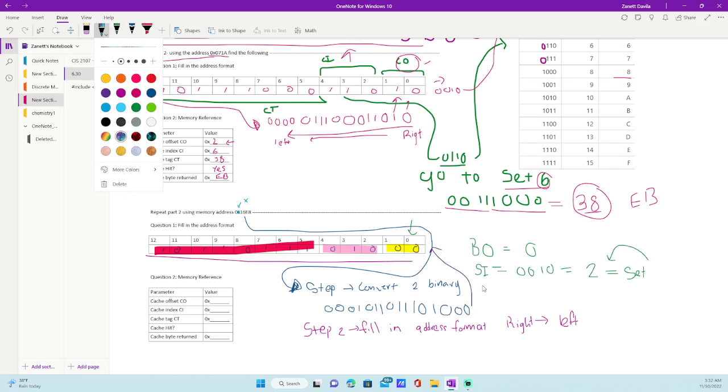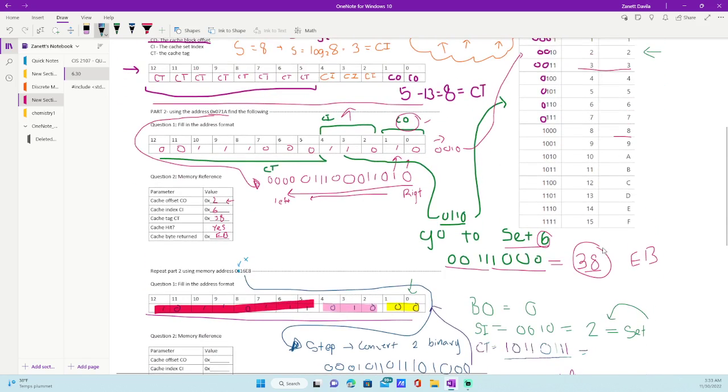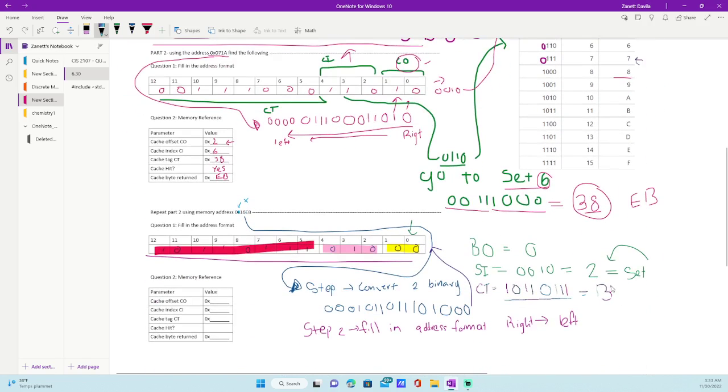I'm going to make this sparkly. Now, our CT, our cache tag, right, is 1, 0, 1, 1, 0, 1, 1, 1. Now right here we have 4, right here we have 4. So this chart is going to make our lives a lot easier. 1, 0, 1, 1 corresponds to B. 0, 1, 1, 1 corresponds to 7. So we're going to be looking for the tag that's B7.